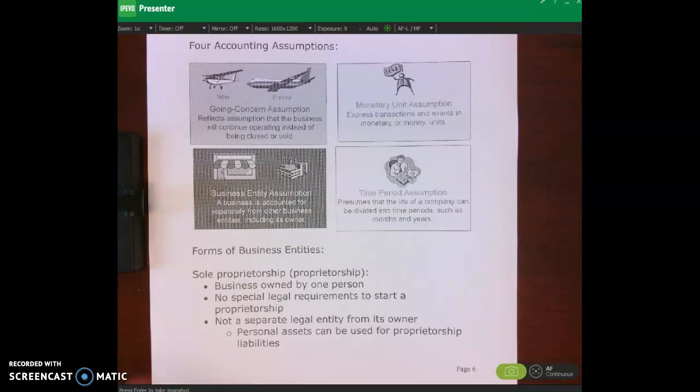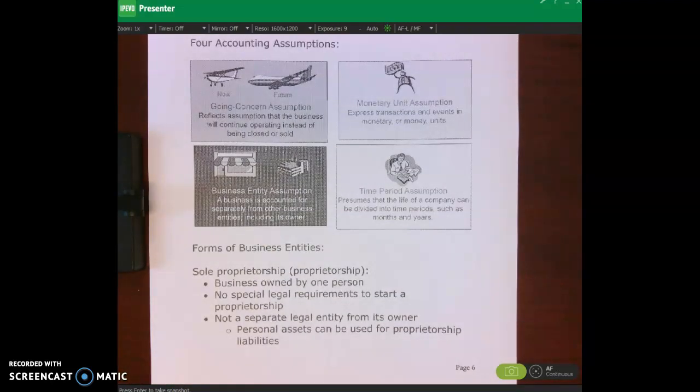Okay? That's what we're saying right over here, is that we're going to account for those activities with the owner, or personal to the owner, separate from those of his or her own business. That's the business entity assumption.